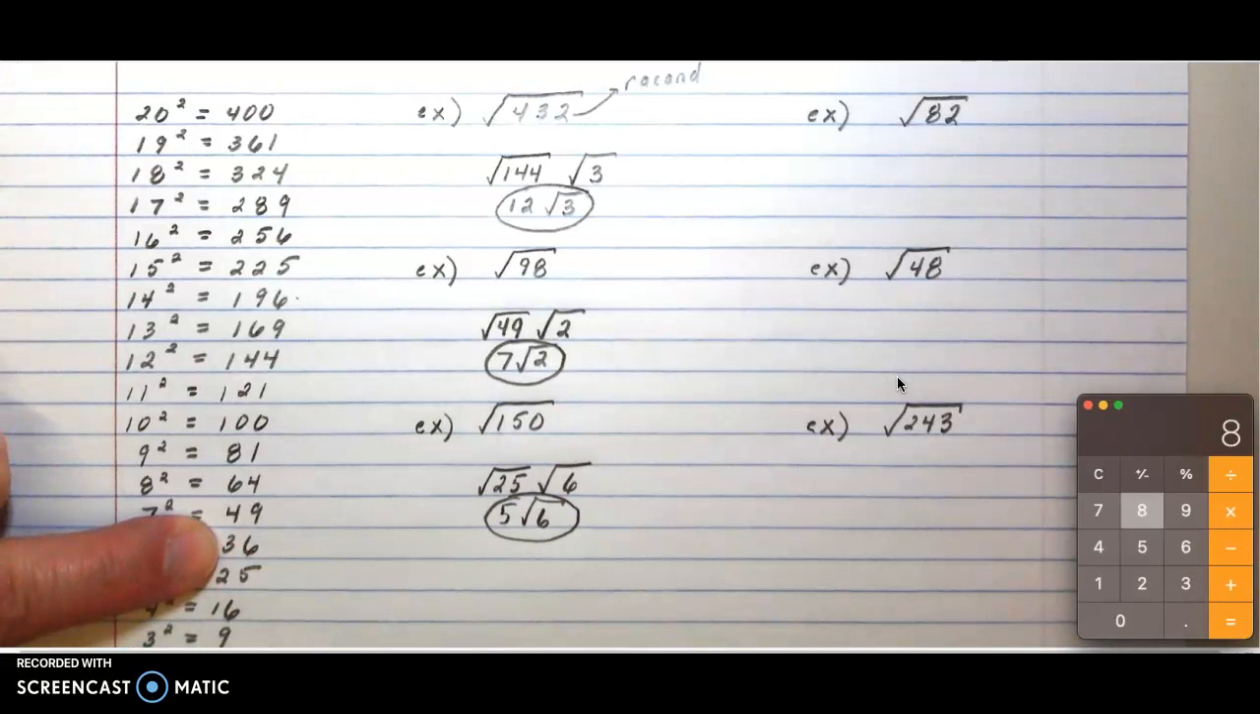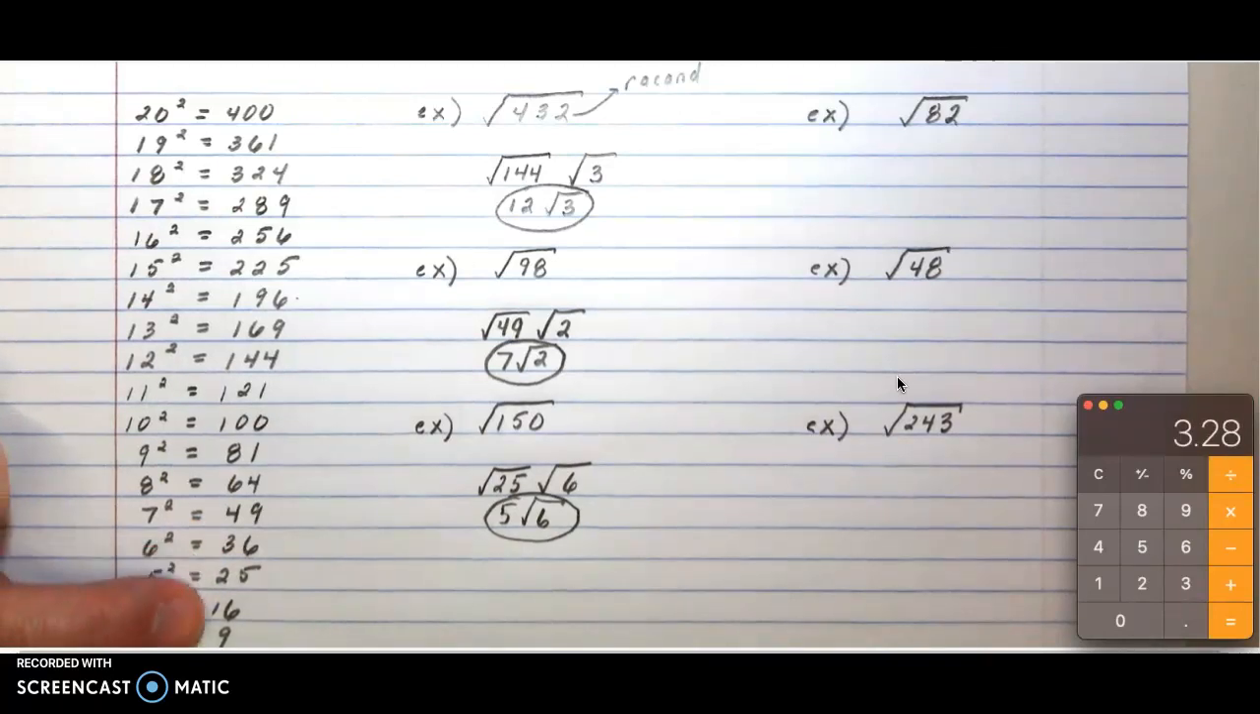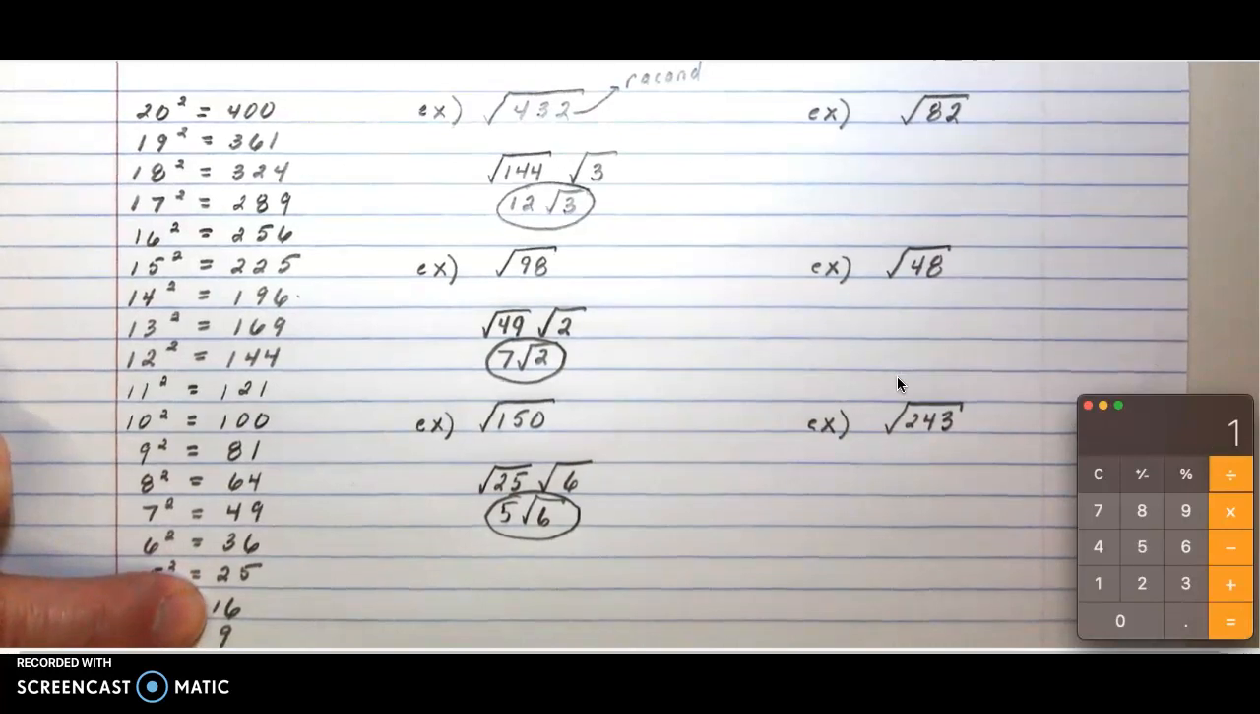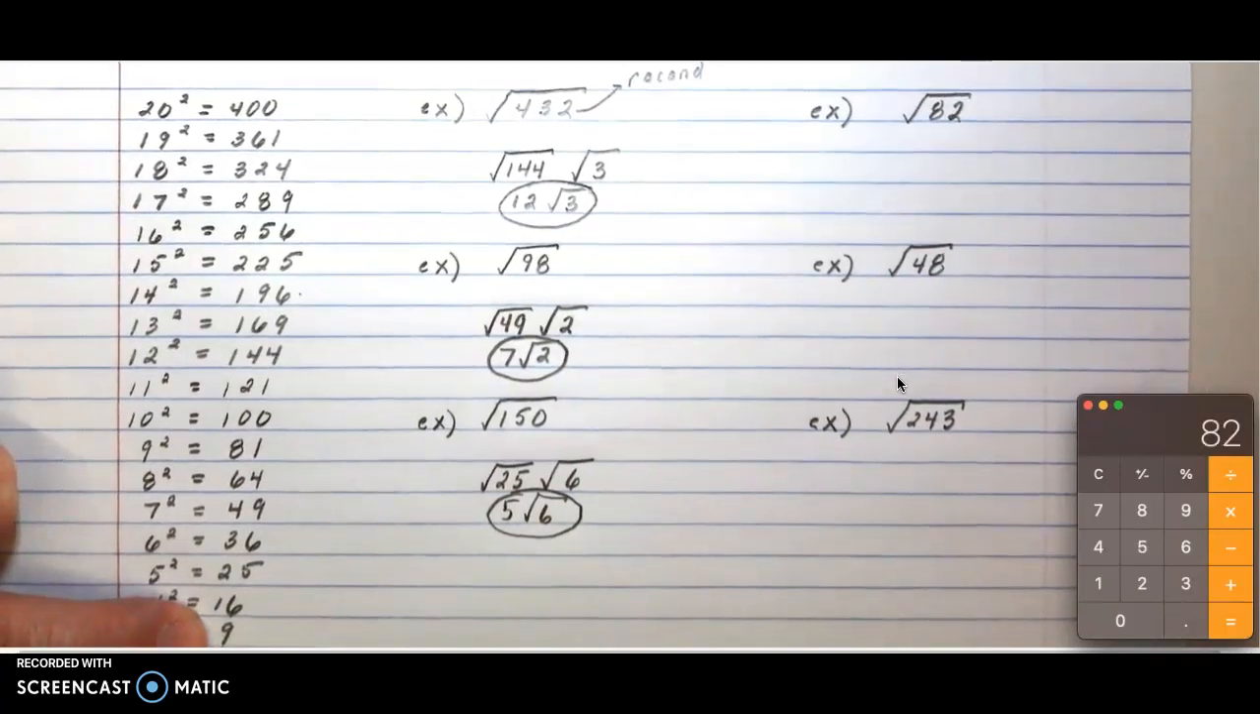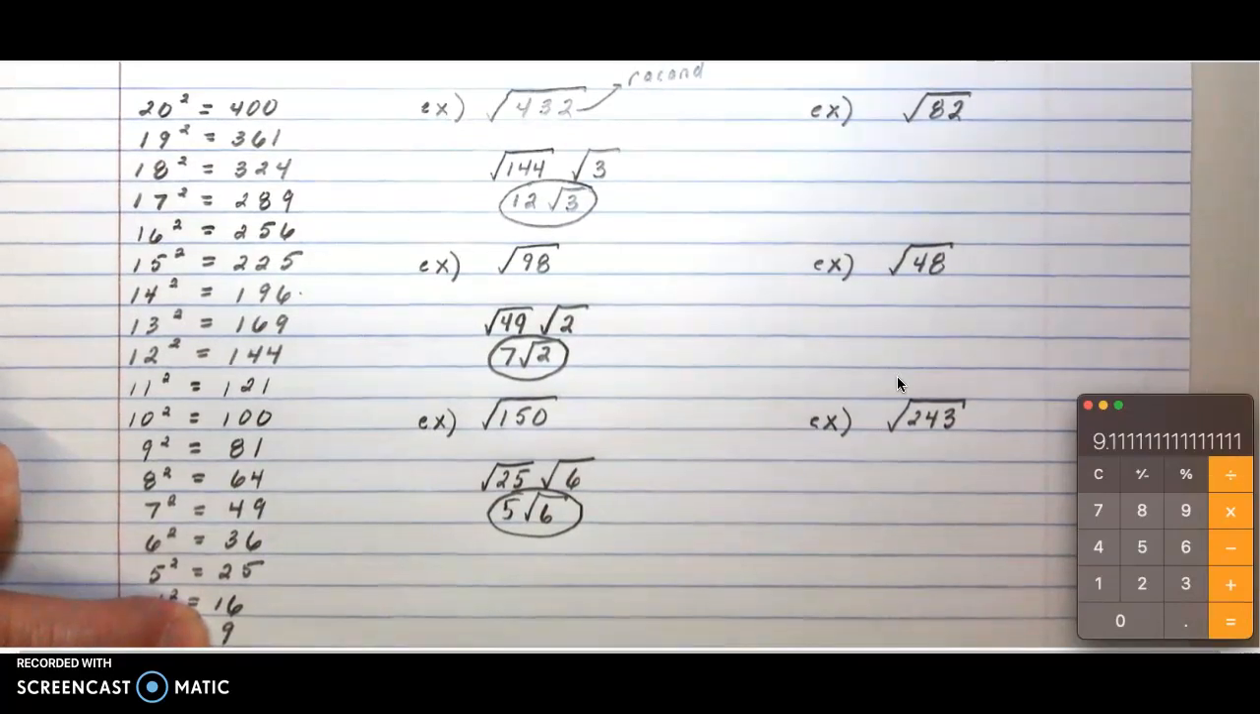So we're going to go 82 divided by 36, not a whole number. 82 divided by 25, well, that shouldn't work. 82 divided by 16, nope. 82 divided by 9, nope. 82 divided by 4, nope.